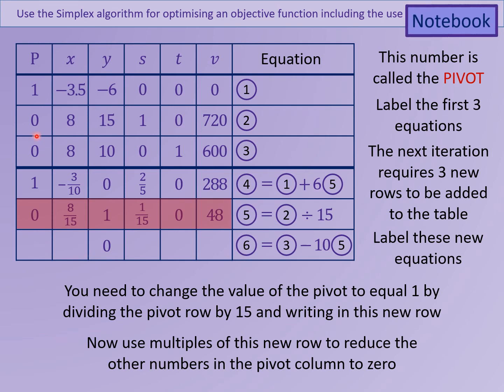Right, so what do I do then? That row minus 10 lots of this row. So 0 minus 10 lots of 0 is 0. Okay, 8 minus 10 lots of 8/15, 8/3. Remember, use your calculator. 10 minus 10 lots of 1, 0. 0 minus 10 lots of 1/15, minus 2/3. 1 minus 10 lots of 0 is 1. And this one here is 600 take away 10 lots of 48 will be 120. So there we go. I've filled in the next iteration. I've got a new set of equations.